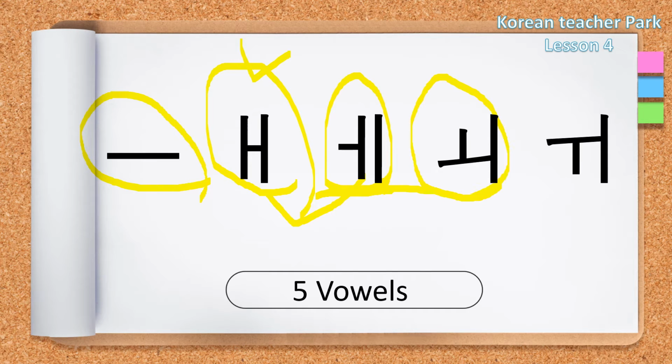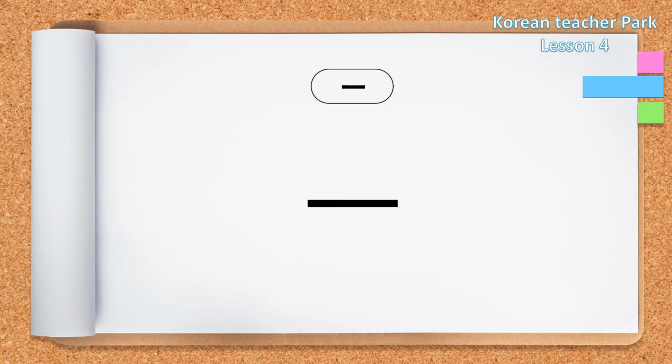Next, it sounds 왜, 왜, 왜. Last, 위, 위, 위. Let's practice again.